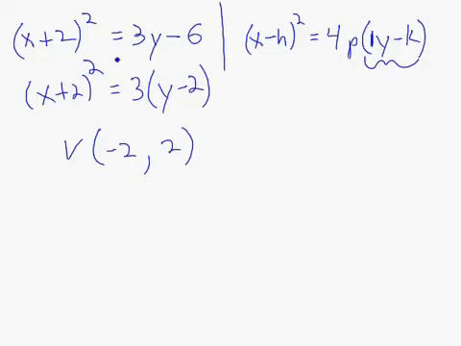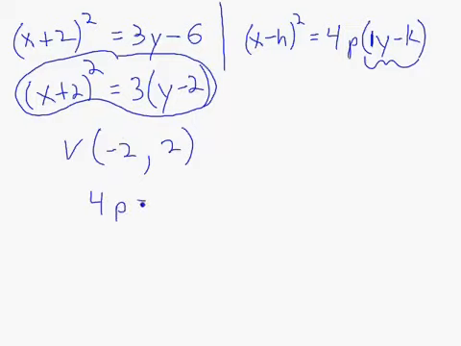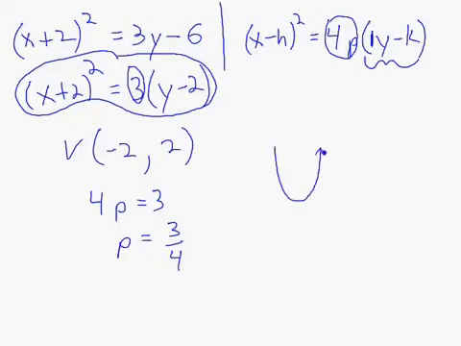Now, if you look at this equation, it's the equation of a parabola that opens up. I know this because p is going to be positive. 4p is equal to 3. 4p is the quantity in front of the quantity involving y. So 4p equals 3, which means p equals 3/4. When p is positive, we know that the parabola opens up, and we get this kind of picture. This is just a sketch, it's not an official graph.